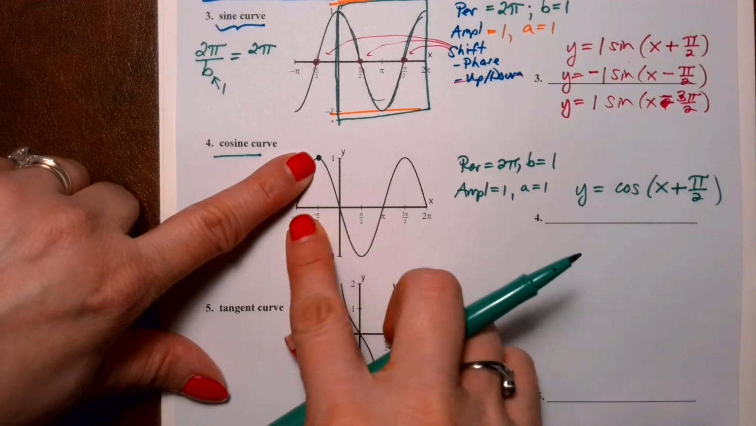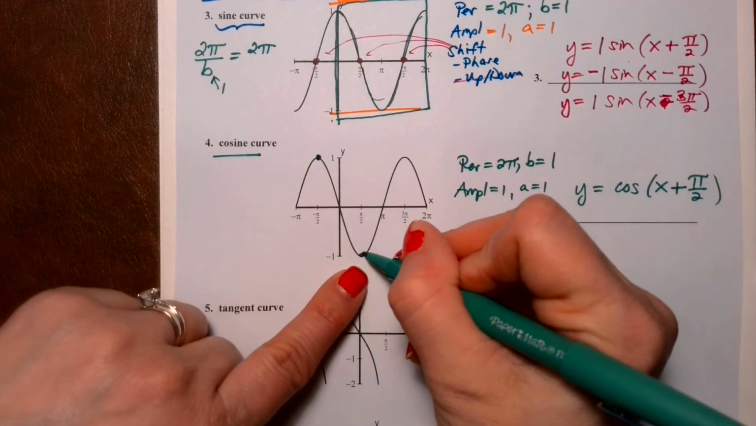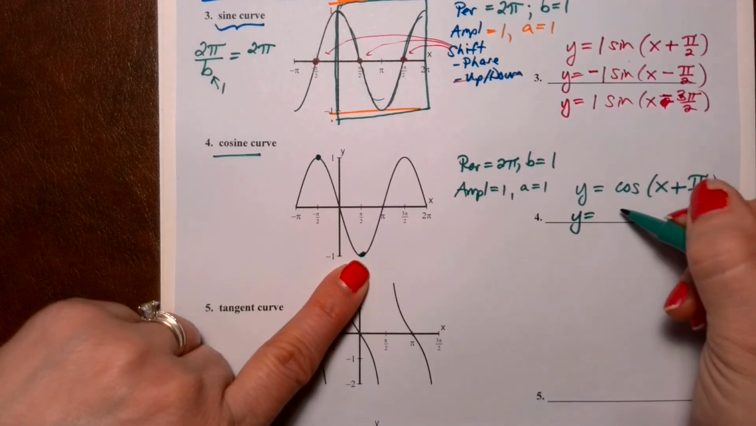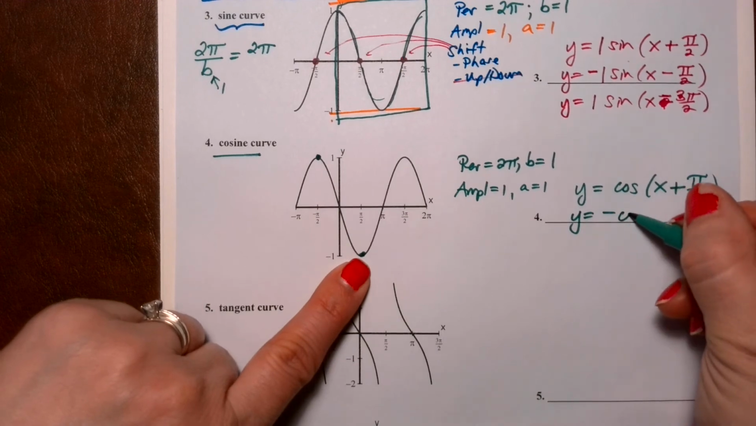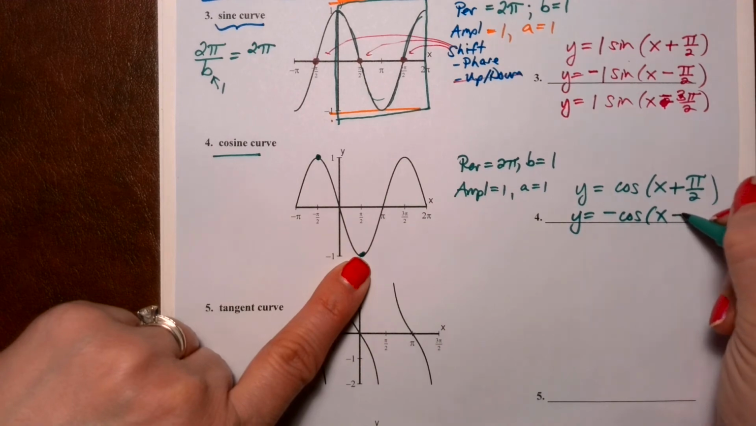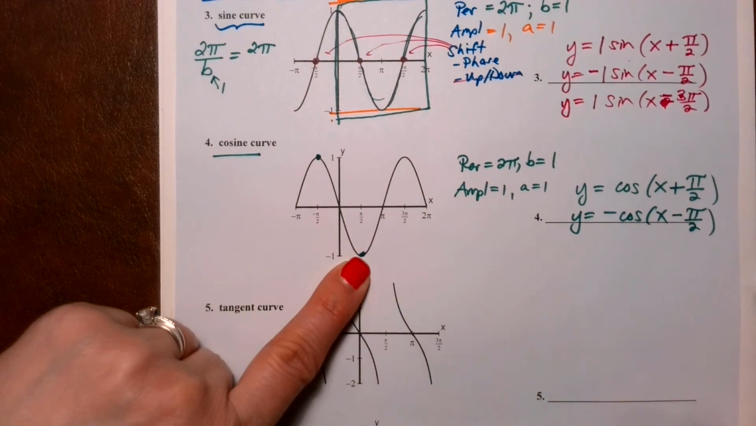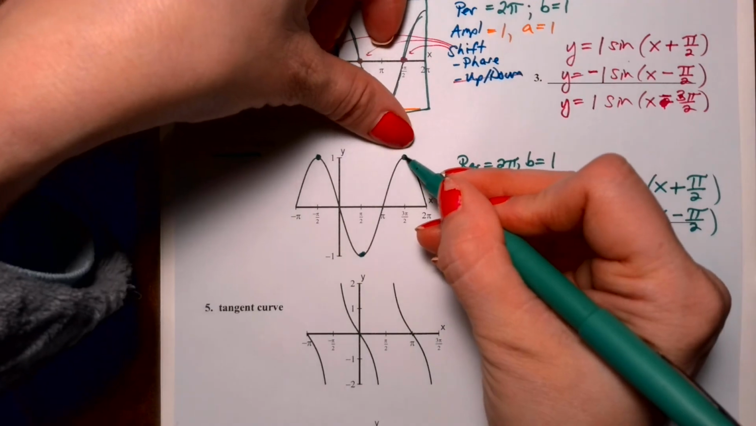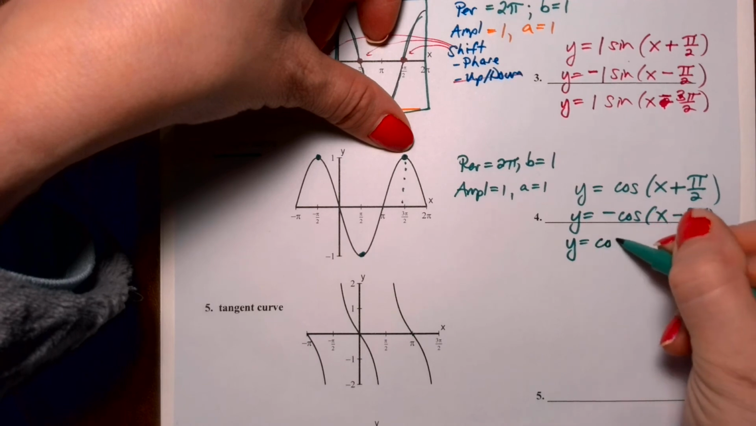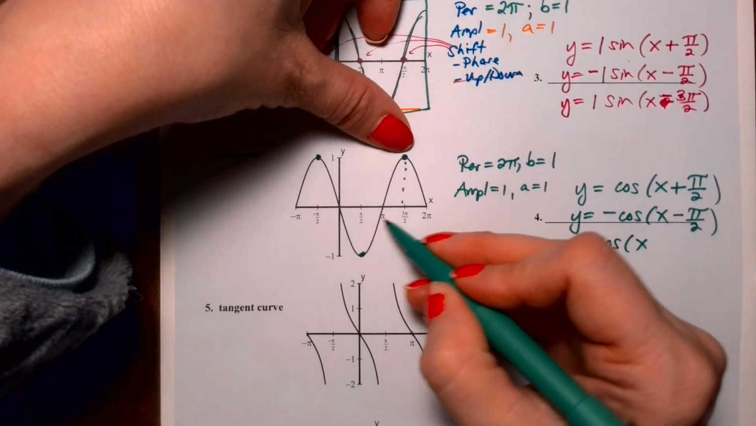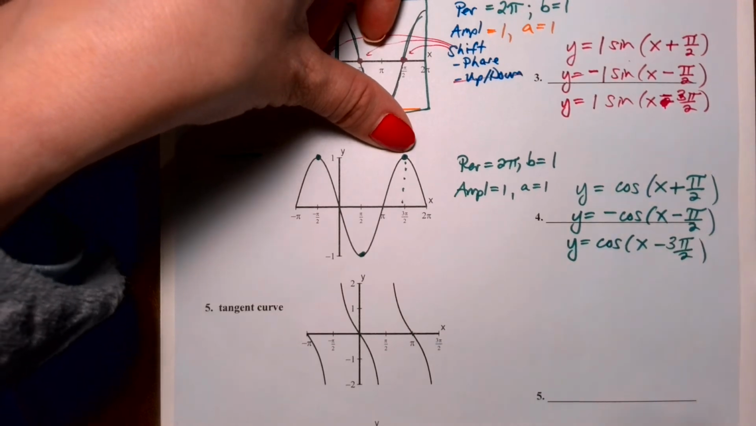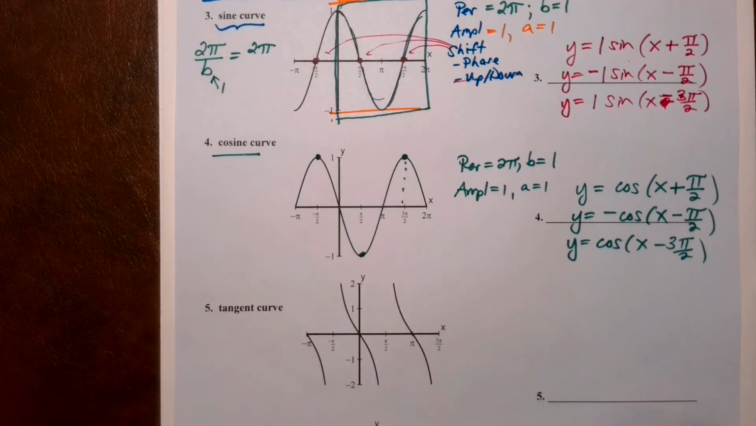Some people don't like shifting left. We also could have started our cosine curve right here. You could start at a low, but then you'd need to reflect over the x-axis. So negative cosine, and if you shift to the right, that would be minus pi over 2. You also could have started here, shifting to the right at a high. Y equals cosine of x, shifting to the right would be minus 3 pi over 2. Lots of options since they're periodic.